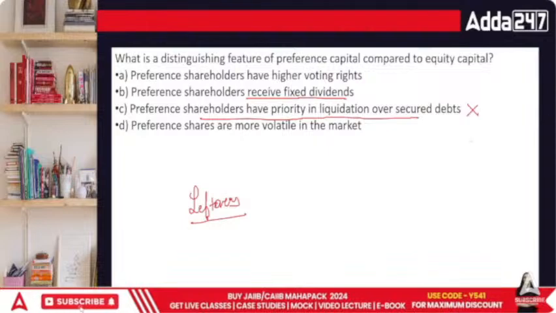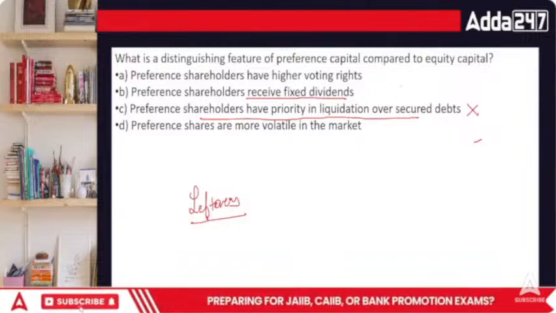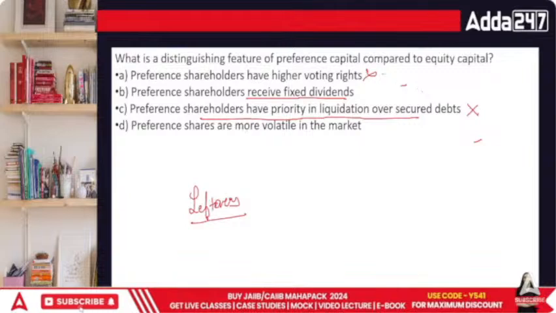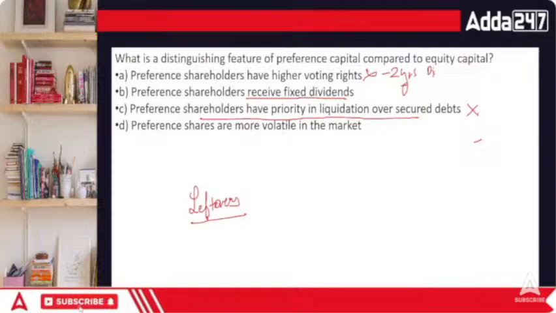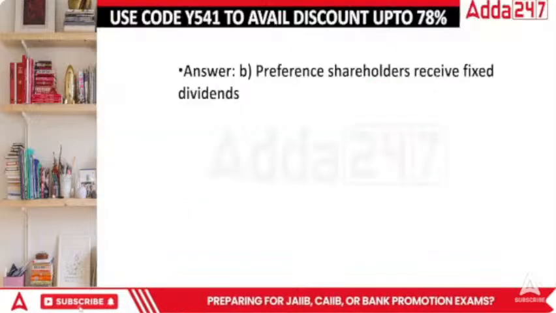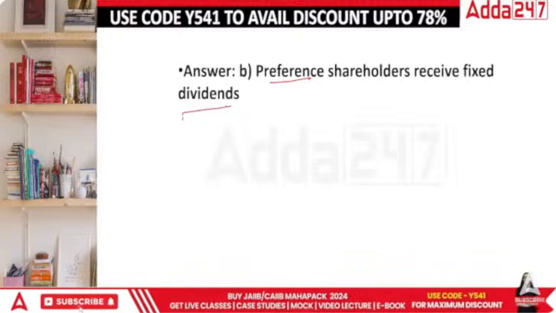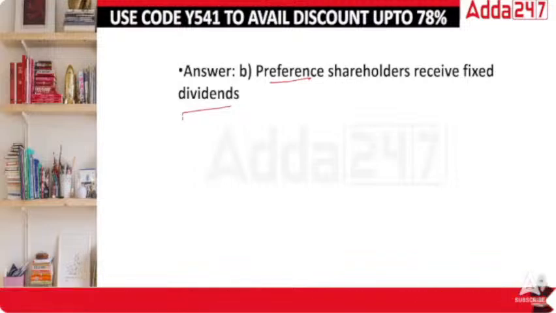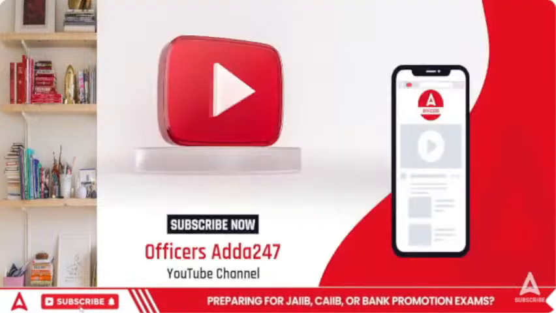Preference shareholders have higher voting rights. No, they do not have any voting rights at all. They get voting rights if the company has defaulted on dividend payments for the last 2 years. So technically, preference shareholders receive fixed dividends. This is the basic reason I said I think I'll be keeping it for my retirement time. You'll be keeping it once you are looking forward towards the end.